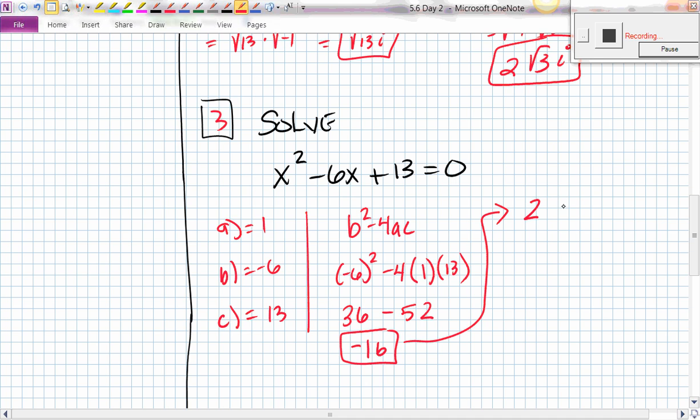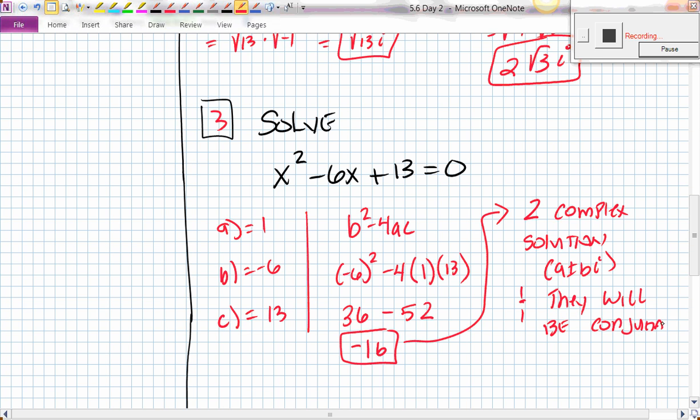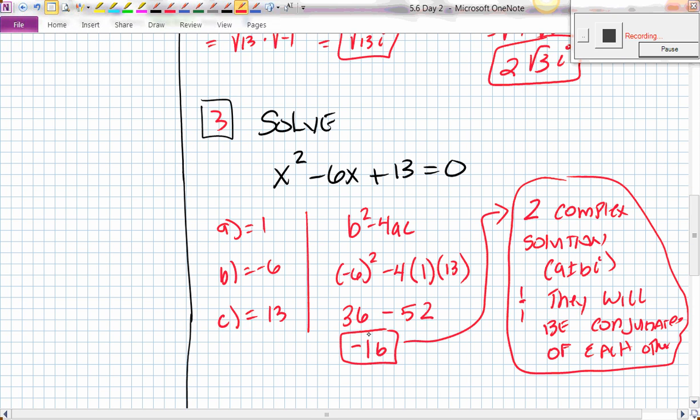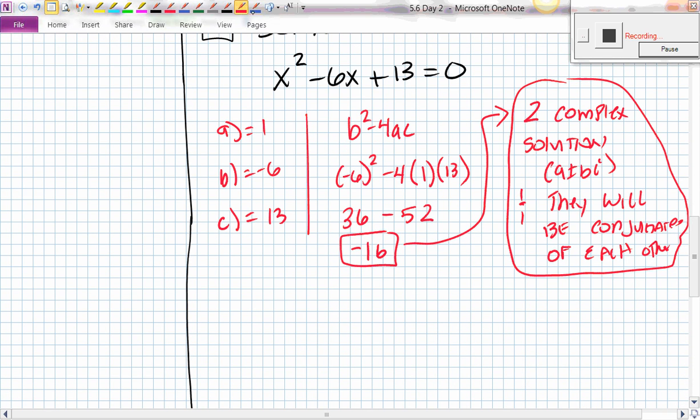That means I'm going to have two complex solutions in the form of a plus or minus bi, and they will be conjugates of each other. That's an important part. So now we know what to do with this negative discriminant. It used to be like, well, there's no real solution, but now we can figure out that we can keep going with this. So here we go.